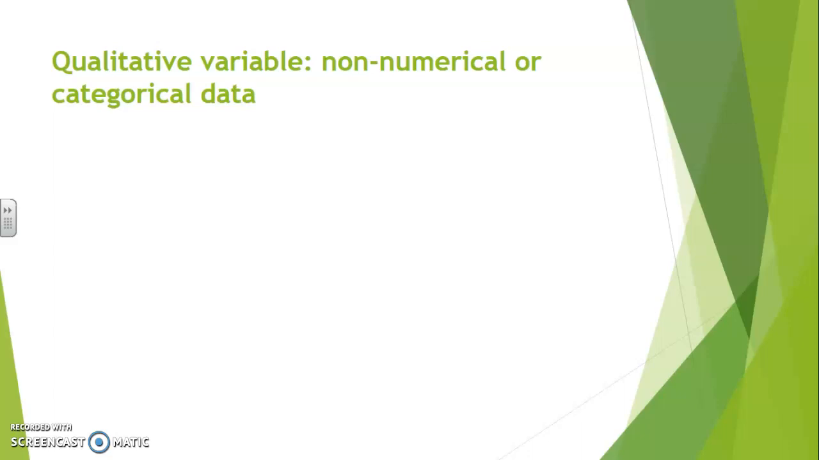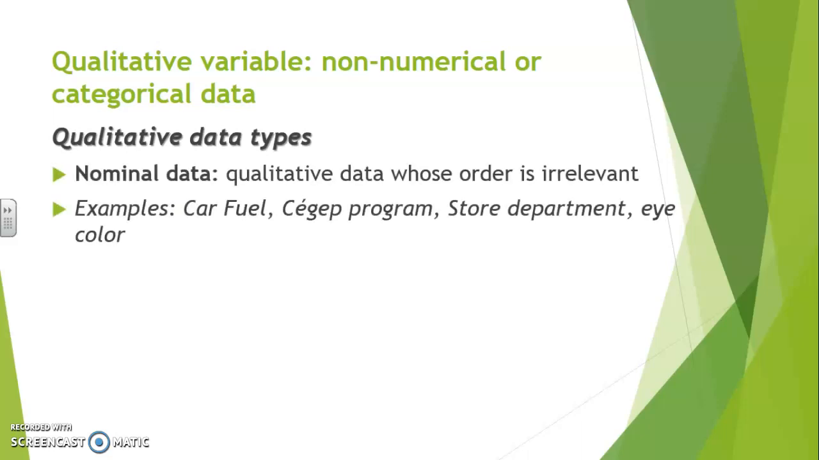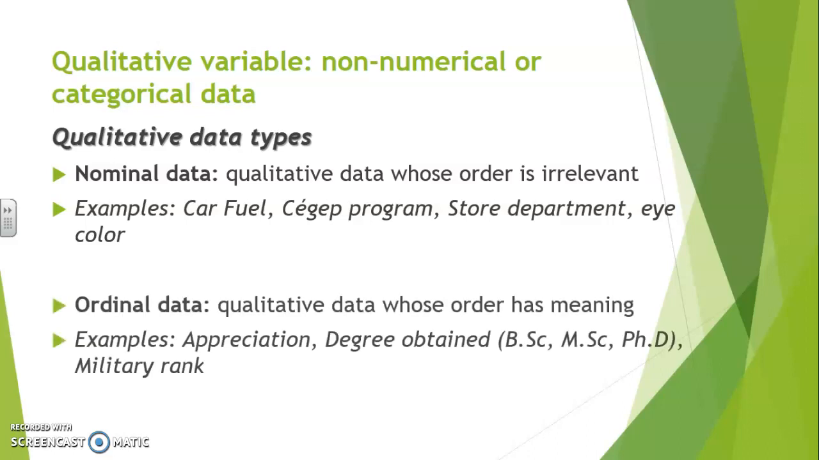Qualitative variables are non-numerical or categorical sets of data. Qualitative data can be split into two types. There are nominal variables, so qualitative data whose order is completely irrelevant, like the type of fuel, program, store department, eye color, etc. Qualitative data can also be ordinal, which means even though it's qualitative, so non-numerical, the order does have meaning. So degree of appreciation, the diploma that was obtained, your military rank, are you an officer, are you a lieutenant, etc. So these are all names, but with order meaning.